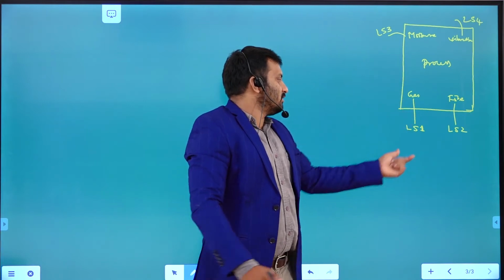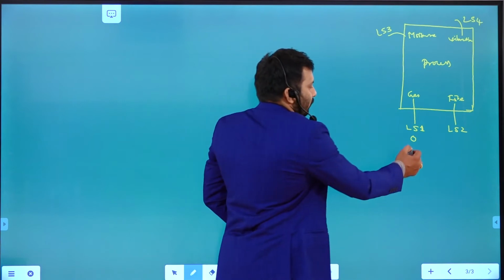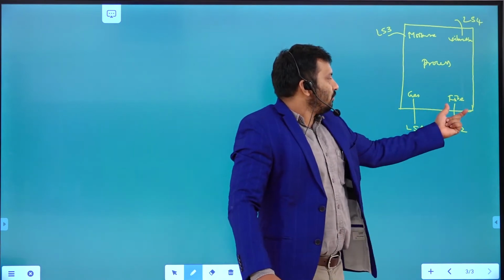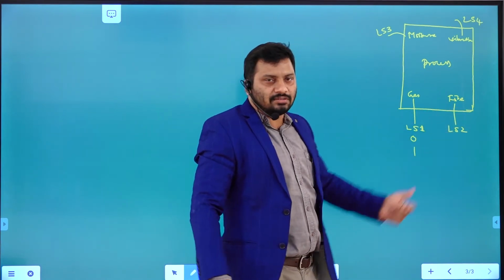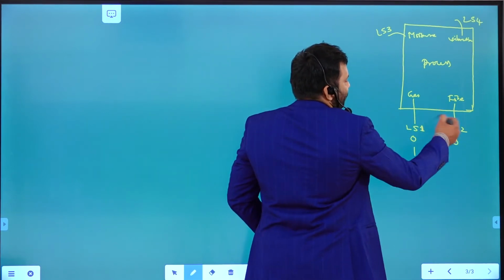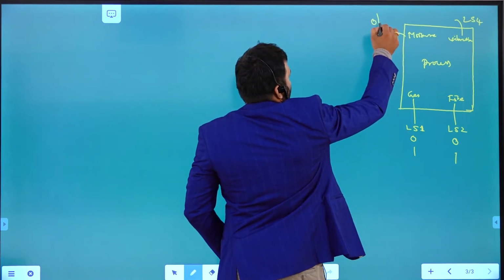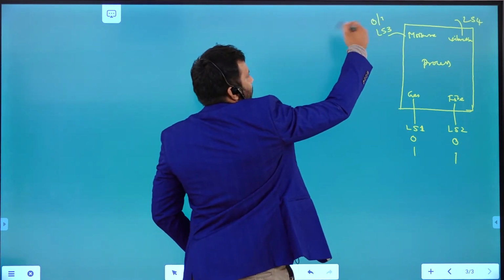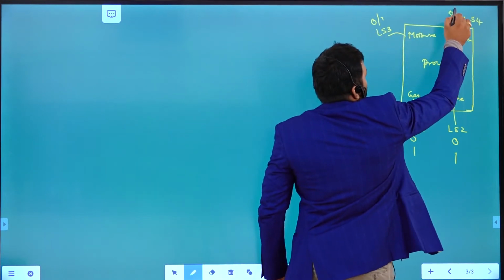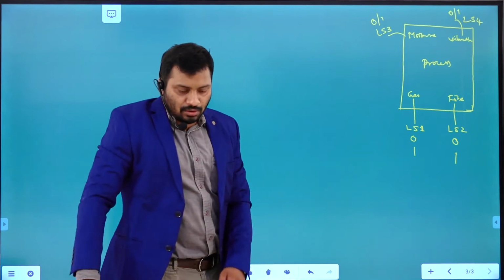This switch is giving 0, and if it crosses that limit it is going to give 1, right? For the fire also we kept a temperature sensor. Up to some limit the switch is giving 0, after that it's going to give 1, like that. High means it is above the limit, low means it is below the limit, right?